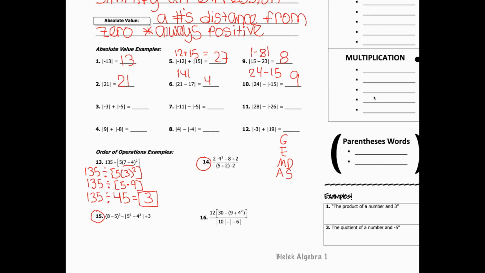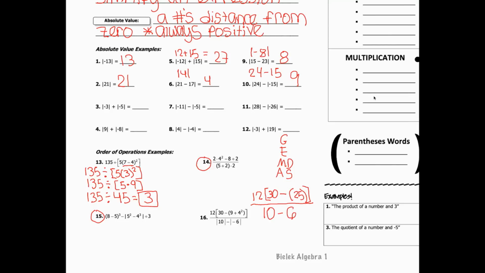So again, we're going to start with grouping. So I'm going to have 12. I'm going to have my grouping, and I'm going to start with that innermost parentheses, which is the 9 plus 4 squared. So I've got 30 minus 9 plus 4 squared is 9 plus 16, which is 25. Okay, and then that's going to be over. We can go ahead and take the absolute values. Those are considered grouping. That's 10 minus 6.